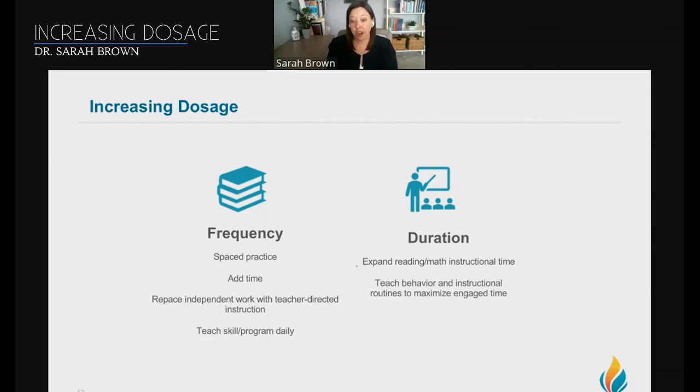And for duration, really expanding instructional times is one way, obviously. And then really thinking about the routines that we use and teaching behavior and instructional routines, really maximizing the engaged time that we have, so that it might be the same number of minutes, but we're actually getting more instructional time because of the routines that we're using, or the behavior that we've taught students to make the classroom more efficient.